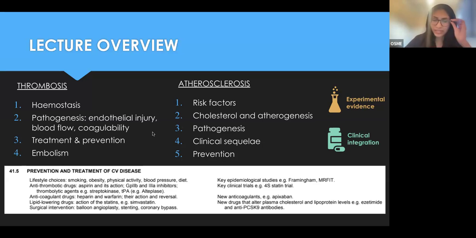And I'll focus on embolism. If you're doing the essays, they sometimes ask you to compare arterial and venous thrombosis, so I'll touch on that throughout. And then I'll talk about atherosclerosis with a similar structure. So I'll start with the risk factors and then move on to pathogenesis, clinical consequences, and then prevention. There's a section in the syllabus that's like prevention and treatment together, but I'll talk about those in the two separate sections, as I mentioned.